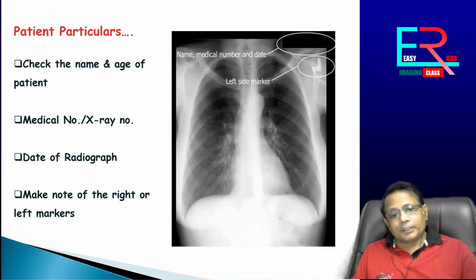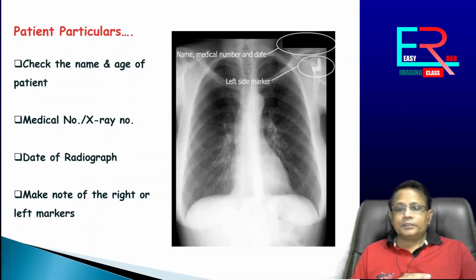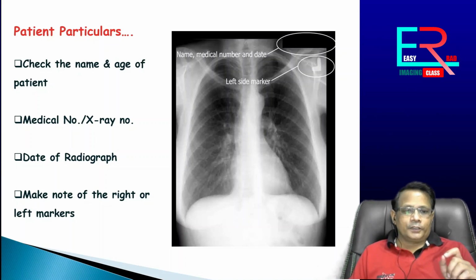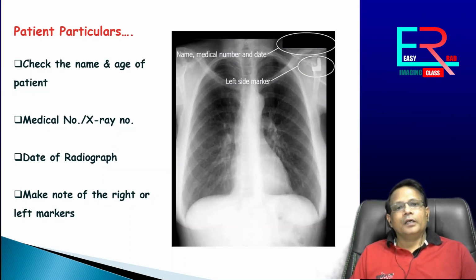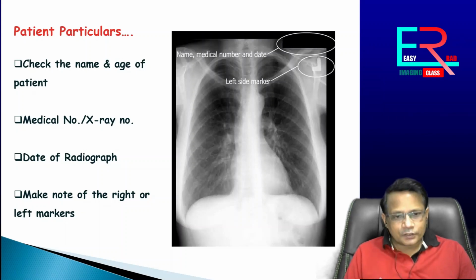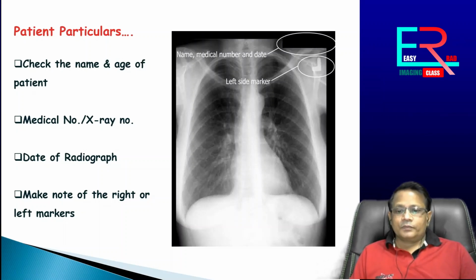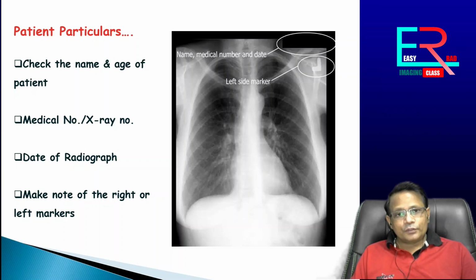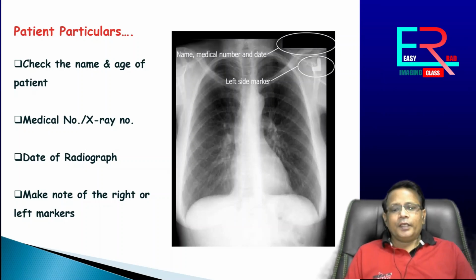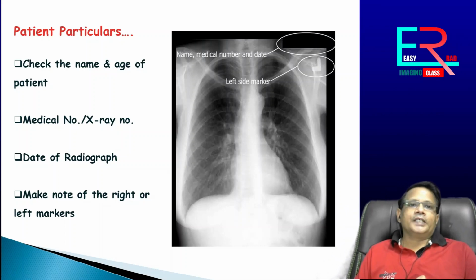So what are the patient particulars? Always check the name and age of the patient. It may be marked on the radiograph by the lead markers. Then see the X-ray number and the date of the radiograph to know how old it is, and always look for the right and left side markers.